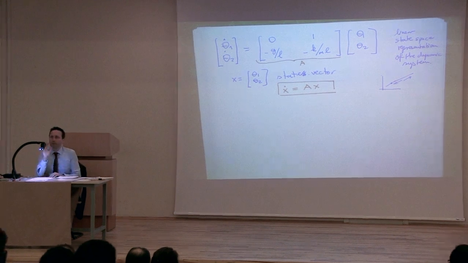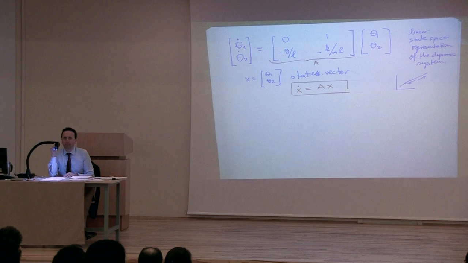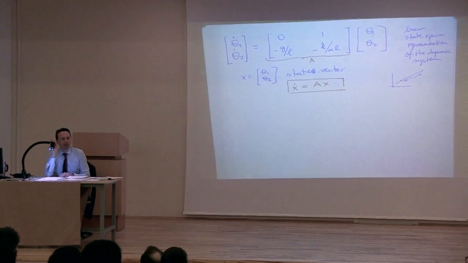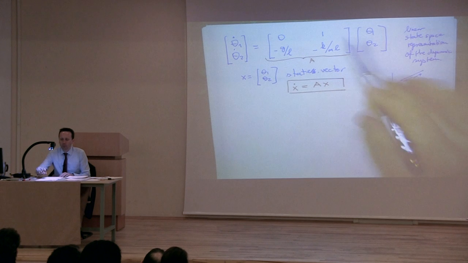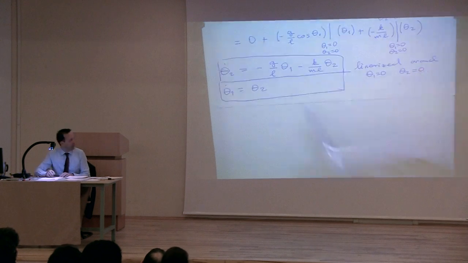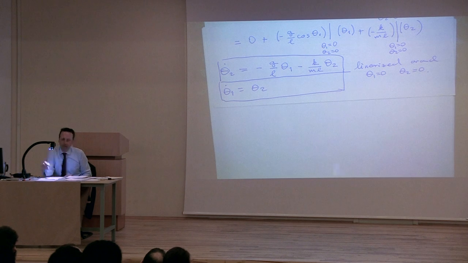Before I go to the Laplace transform, I will show you the Laplace transform in a minute. But before that, let's be clear what we are trying to find here. What is the equilibrium point of this linear system? Not the nonlinear, we know it's 0, 0. How about the linear system? What is the equilibrium point of the linear system?